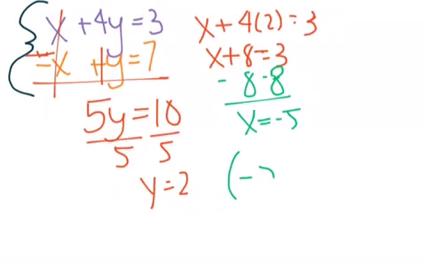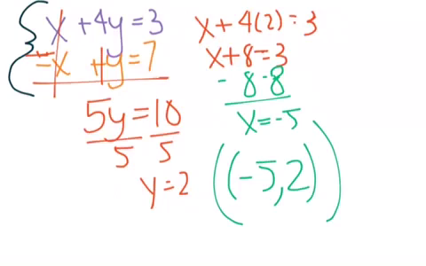So in parentheses, for the x value we have negative 5, and for y it's 2. That is the solution to this system of equations. Okay? So your answer should look like this, like an ordered pair, just like that.